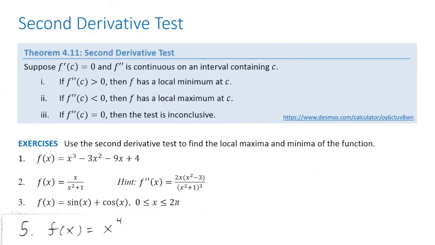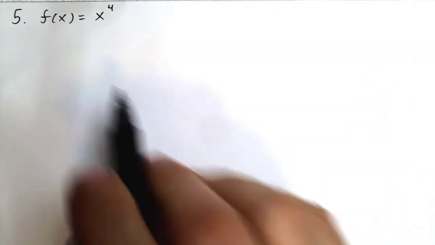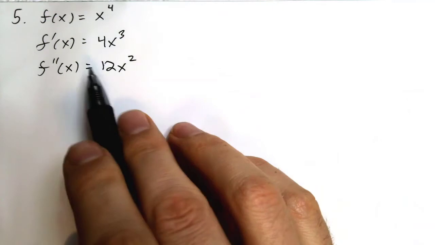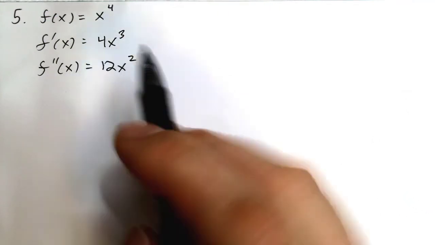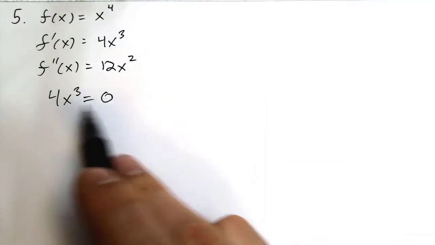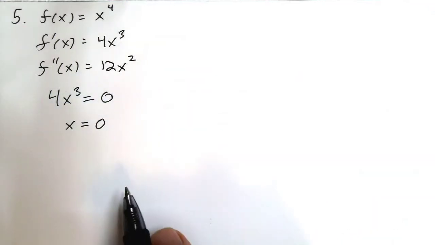And finally, one last example. I want to look at number 5, f of x equals x to the fourth. Okay, let's run the second derivative test on this and see what we find out. So we need to compute the first and second derivatives. All right, and we want to look to see where the first derivative is equal to 0. And we see the solution is only one value of x. It's x equals 0. And so we need to look at the value of the second derivative there.